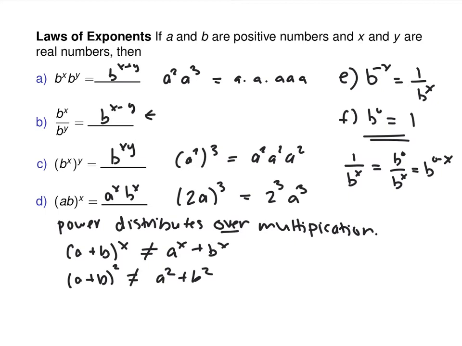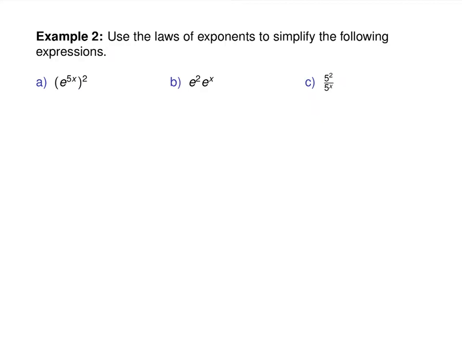These rules are true with weird stuff like the things you're going to see next. If you have e to the 5x squared, what happens to those powers? They multiply, and that becomes e to the 10x. Notice it's not e to the 25x squared, right? It's e to the 10x. How about this one? What happens to those? They add: e to the 2 plus x.